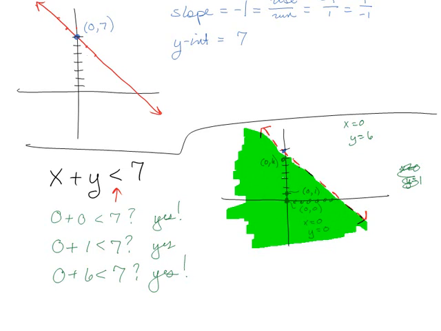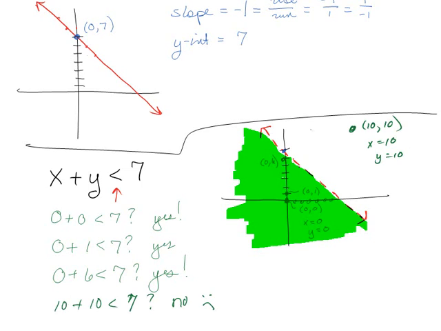Okay, but what if I'm on the other side of the line? What if I pick a point out here? Let's get rid of these. What if I pick 10, 10? And 10, 10 is going to be out here somewhere. So x is 10 and y is 10. Why did I pick 10, 10? I don't know, because I'm really good at adding 10s together. So, is 10 plus 10 less than 7? Well, no, because it's 20. No! And actually, anything that I pick on this side is going to give me a no.